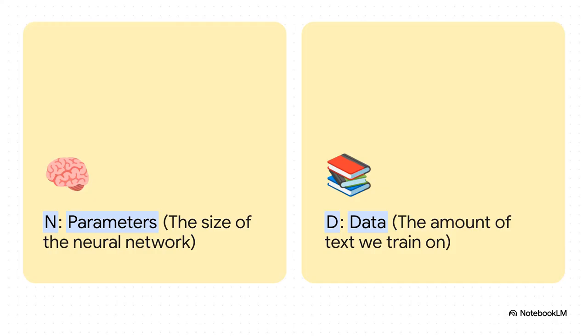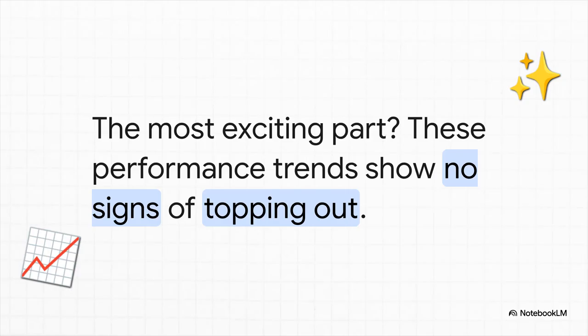This predictability really comes down to two main levers you can pull. First, there's N, the number of parameters, which is basically how big the model's brain is. And second, there's D, the amount of data you feed it. The formula is almost simple. More N and more D predictably gets you a more capable AI. And here's the most exciting, maybe even terrifying part of this whole thing. These performance trends, they show zero signs of topping out. The graph is still pointing straight up. This means as we just continue to make these models bigger and train them on more data, we can expect them to keep getting dramatically better. We are nowhere near the ceiling on this.